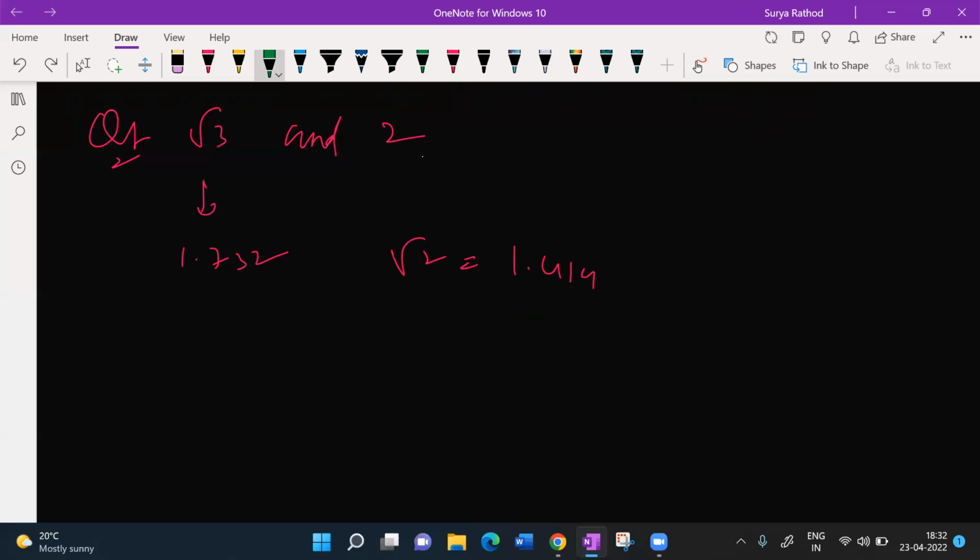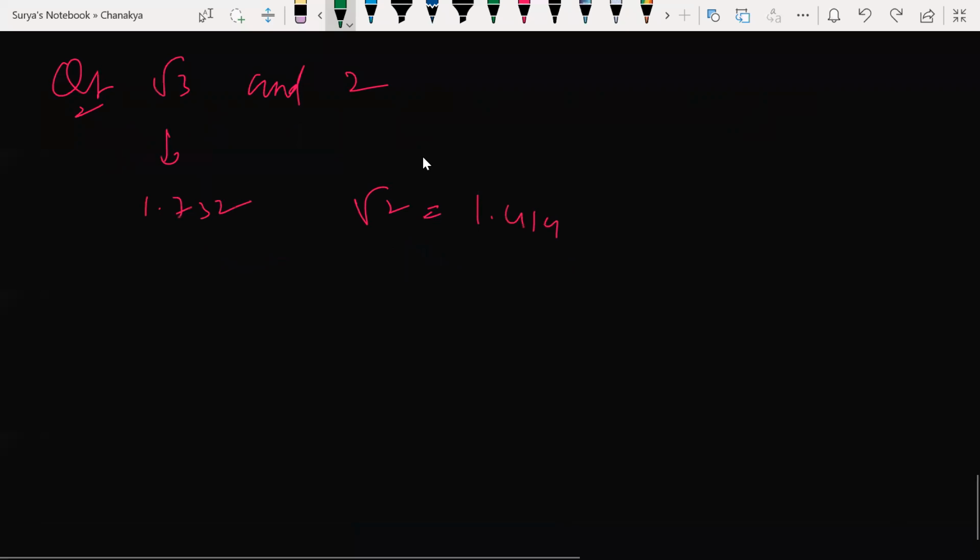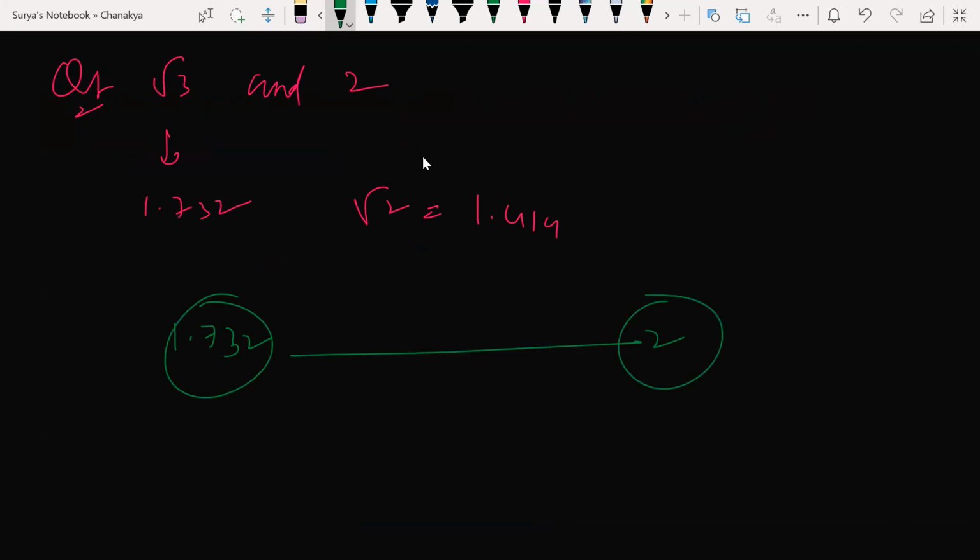We have to write n number of numbers between these two numbers, this and this, correct? And one more thing you can do here. It should be terminating, or non-terminating but repeating.